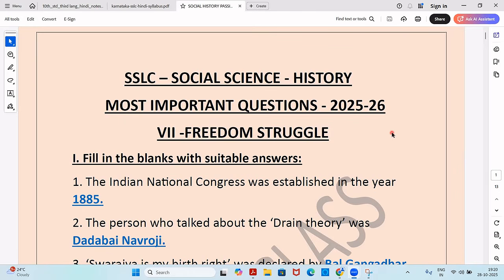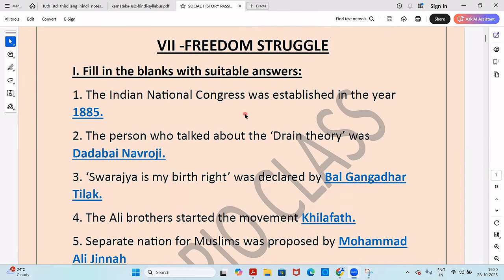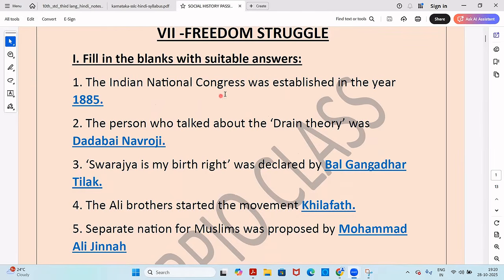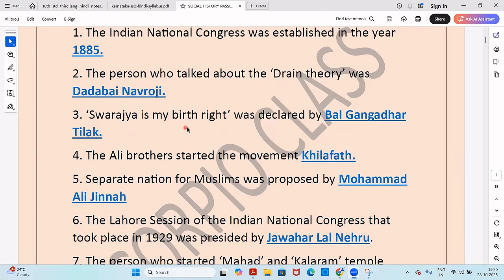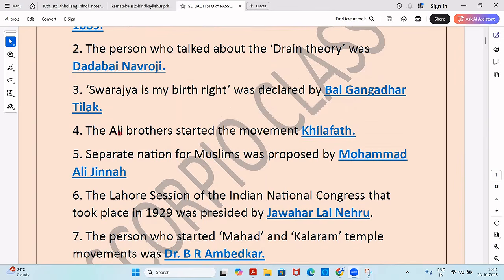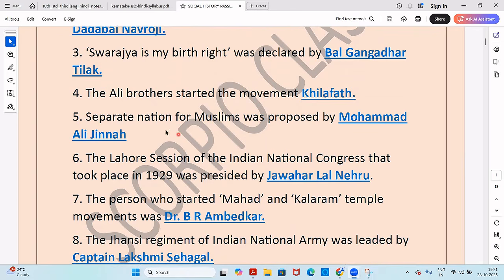So let's get started. Freedom Struggle. The first question, first mark: fill in the blanks with suitable answers. The Indian National Congress was established in the year 1885. The person who talked about the drain theory was Dadabhai Navroji. Swaraj is my birthright was declared by Bal Gangadhar Tilak. The Ali brothers started the Khilafat movement. Separate nation for Muslims was proposed by Muhammad Ali Jinnah.